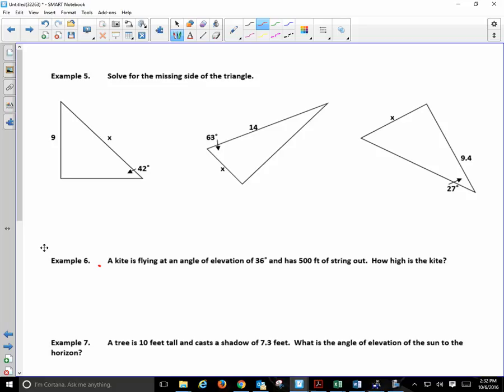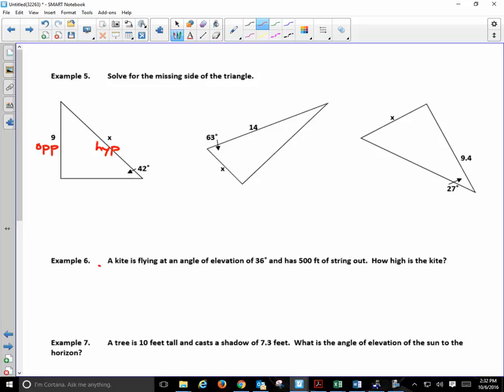It says solve for the missing side of the triangle. You have to have your calculator, and we are going to work with this piece. I want to be able to find x. Can you tell me, if this angle right here is 42, is 9 the opposite, the adjacent, or the hypotenuse? This is the opposite. How about x? Is x the opposite, adjacent, or hypotenuse? Hypotenuse. So what I'm going to teach you how to do now is find a missing side of the triangle.